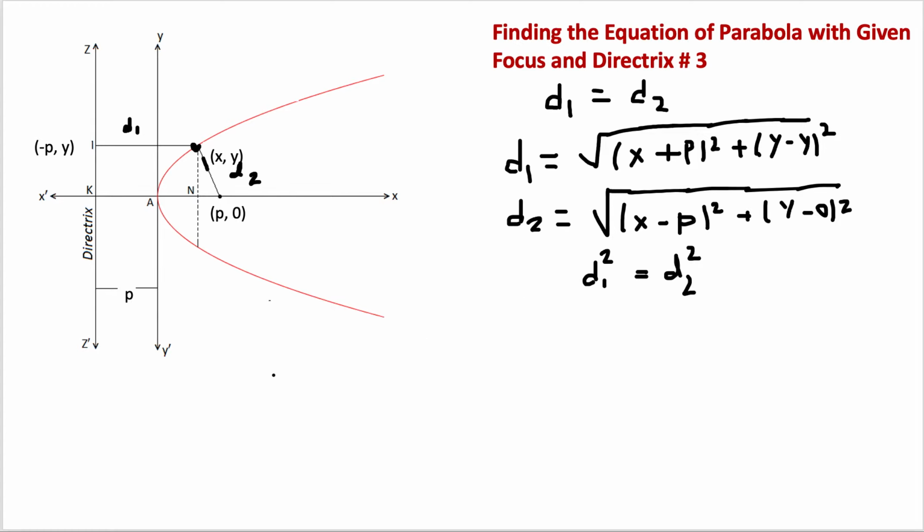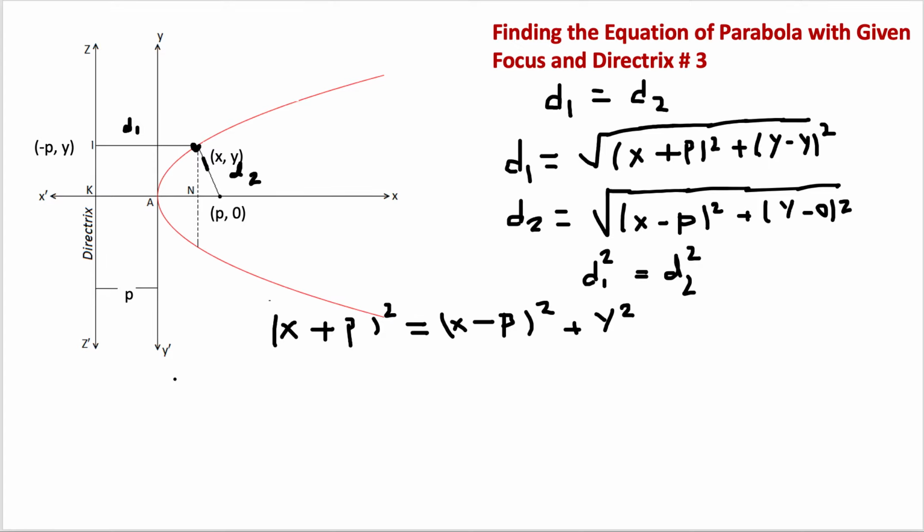And those radicands are equal to each other. Now I can write that the radicand of d1 is equal to (x plus p) squared, plus y minus y is 0, so I don't have anything else: (x plus p) squared plus 0 is just (x plus p) squared, so I'm taking this shortcut. And on the other side I have (x minus p) squared for d2, plus y minus 0, which is just y, and because of the square it is y squared.